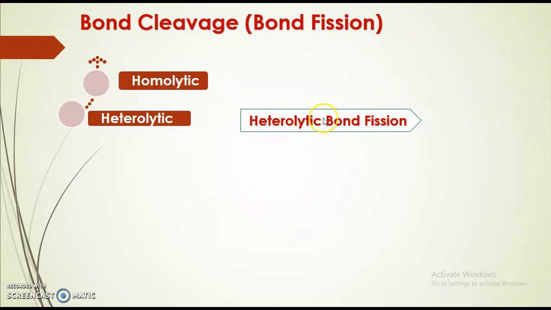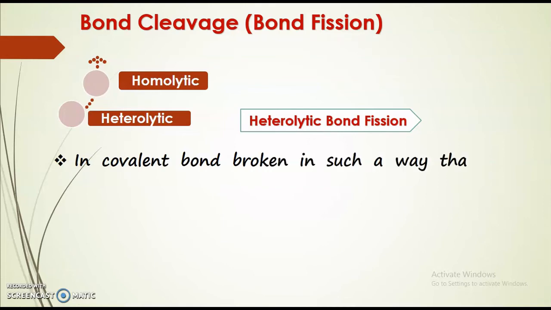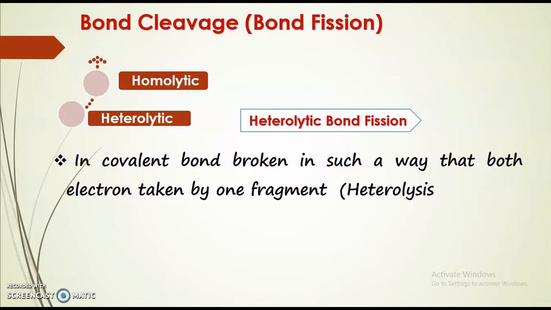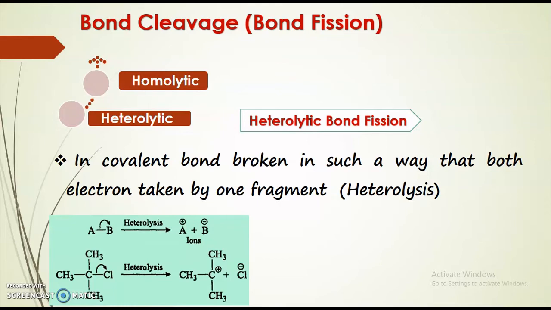Now let us first see what is meant by heterolytic bond fission. Usually a covalent bond is broken in such a way that both electrons are taken by one fragment. That is called heterolytic bond fission, or heterolysis. You can see here AB, a compound with a covalent bond. During heterolysis, both of its electrons will be taken by one atom or one fragment. So B gets two electrons and becomes negatively charged, and A becomes positively charged. For example, tertiary butyl halide is a polarized compound with a polar bond. On heterolysis, chlorine gets two electrons because chlorine is more electronegative.